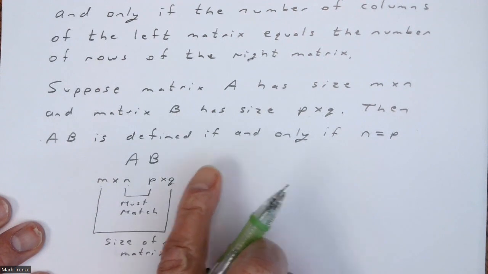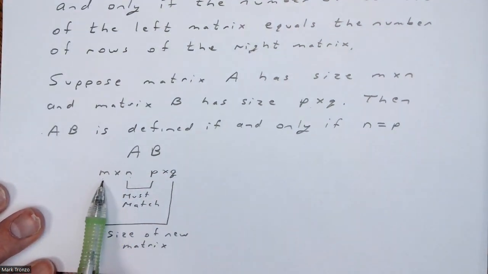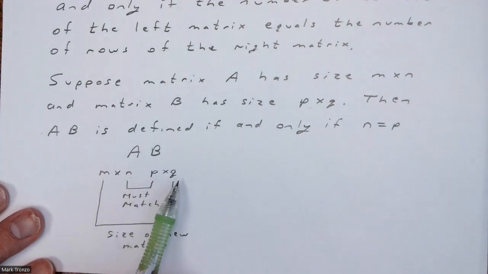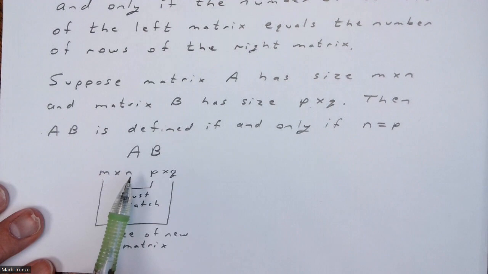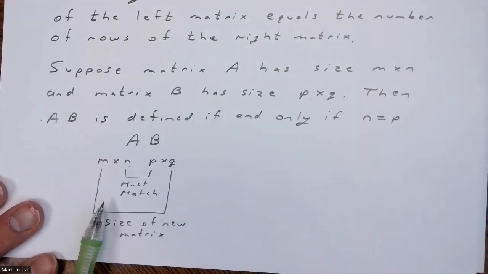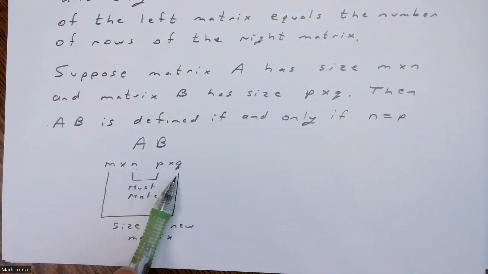So when you take A times B together, if A had M rows and N columns and B had P rows, Q columns, the columns of A would have to match the rows of B, and the size of the new matrix would be M rows and Q columns.